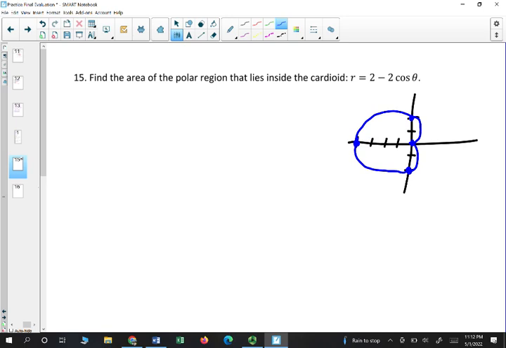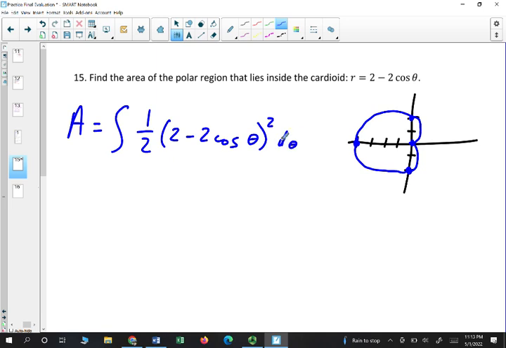So our formula would be the integral of 1/2 r squared, so 2 minus 2 cosine theta, squared, d theta. And we would be going from 0 to 2 pi. Right, we go from 0 to 2 pi, starting at 0, and then we go all the way around.